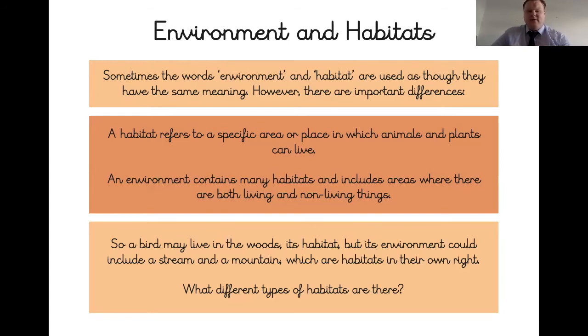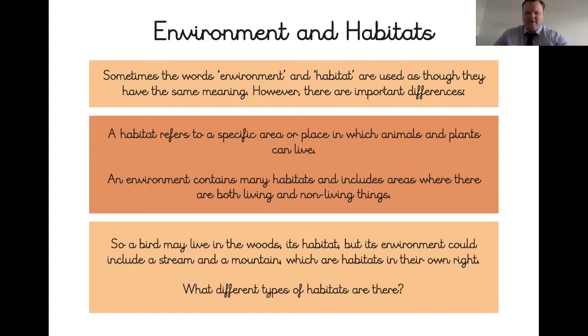A habitat refers to a specific area or place in which animals and plants can live. An environment contains many habitats and includes areas where there are both living and non living things. So a bird may live in the woods, its habitat, but its environment could include a stream and a mountain, which are habitats in their own right. And of course, streams and mountains are not living things as we would class them.